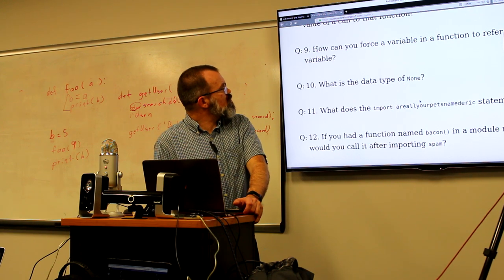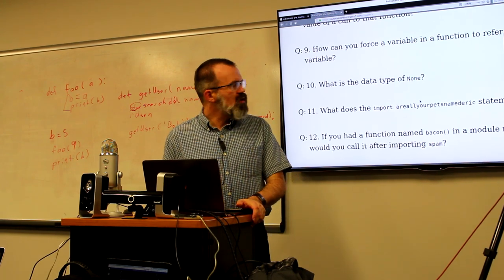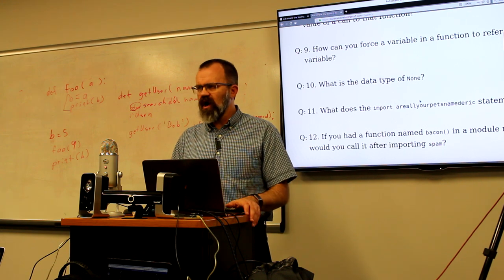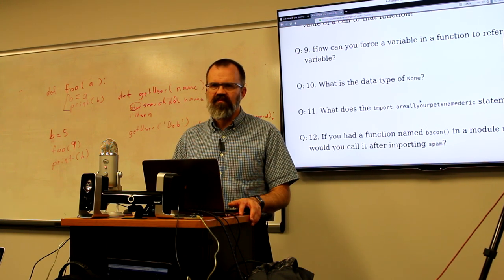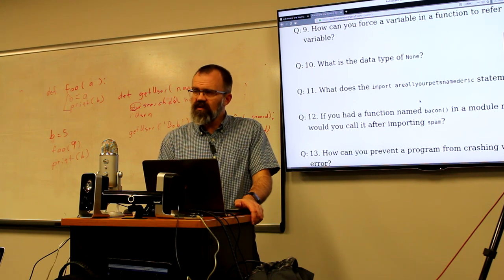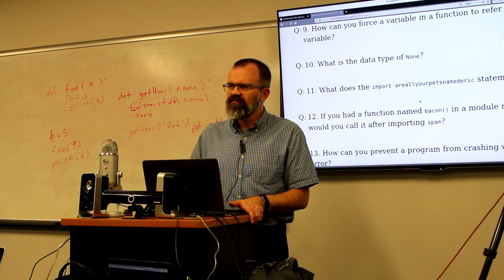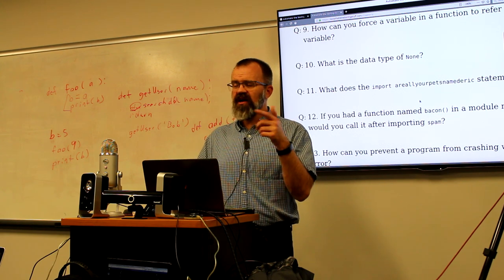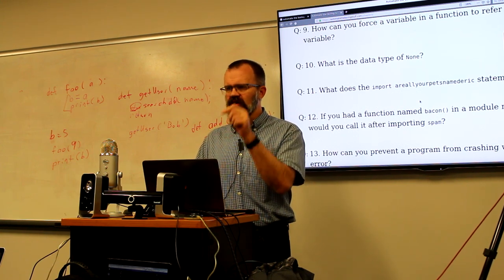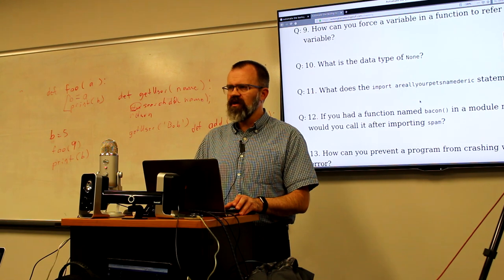How can you force a variable in a function to refer to the global variable? Global keyword. If you don't have the global keyword, you have to rely on the global variable being used before or after the function. Before, because otherwise the function will think that it is an undefined local variable. Can you set a global without the global keyword? No, if you set it without the global keyword, then it'll actually set a local variable. The global keyword is what tells the function that you're not creating a new variable within its scope. It indicates that you're actually intending to manipulate it at a higher scope.